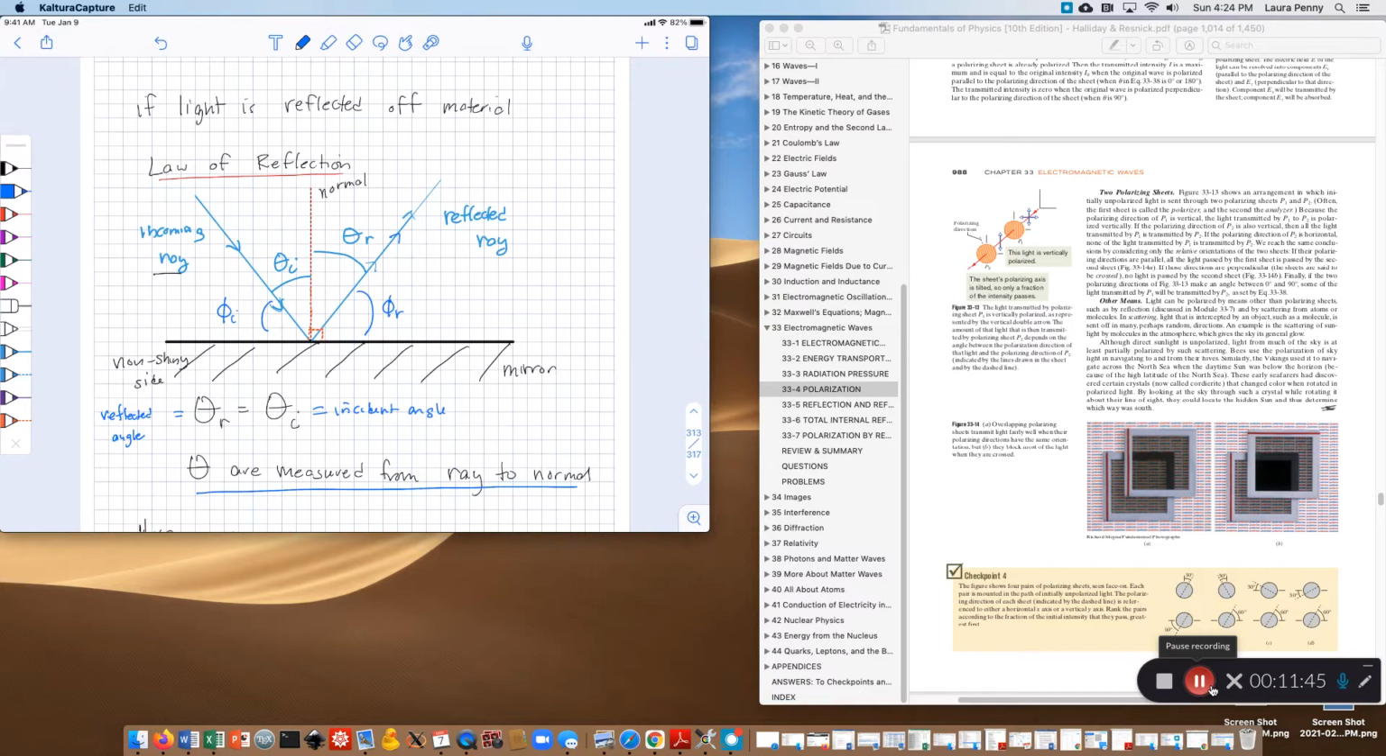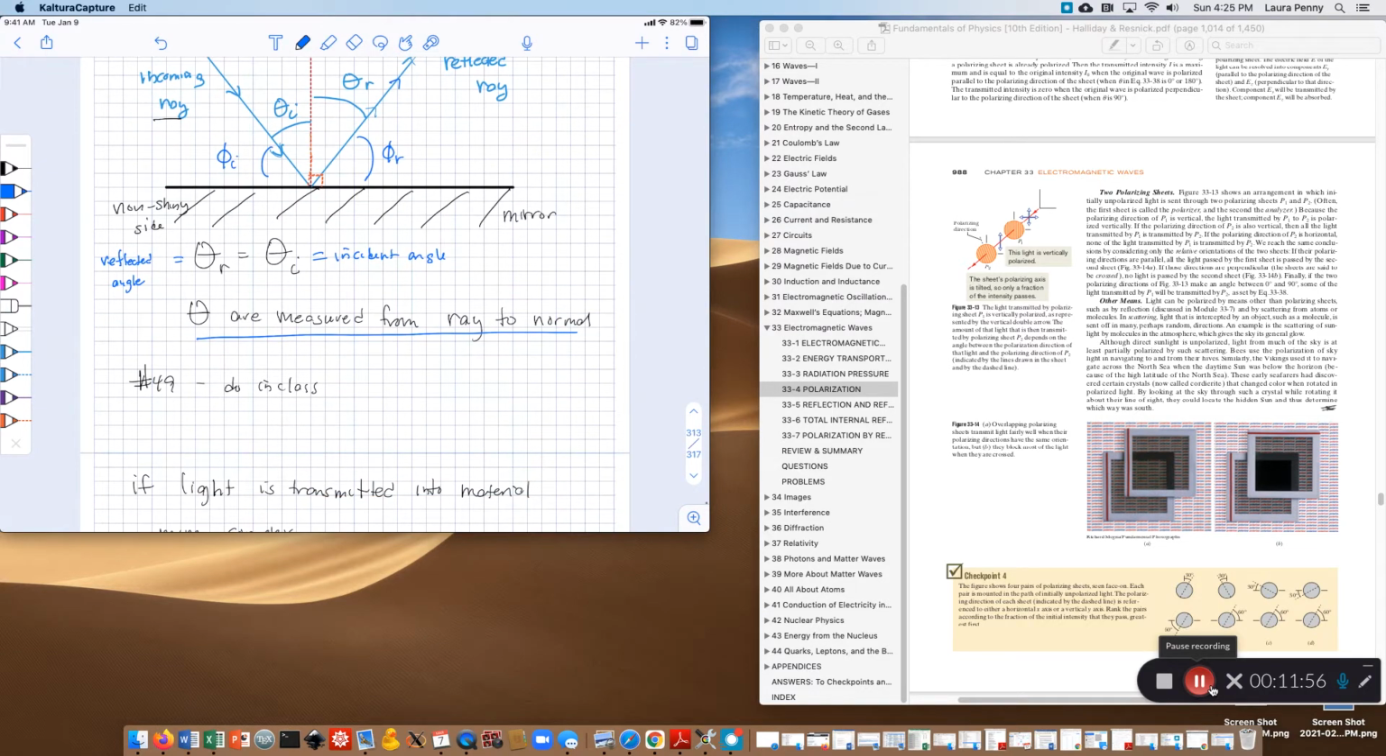If you have a curved mirror, then the phis would not be equal here, but the thetas still would be. So we don't use phi. We use theta. So you don't measure to the reflecting surface, you measure to the normal.